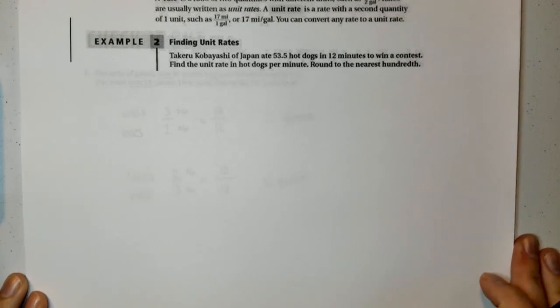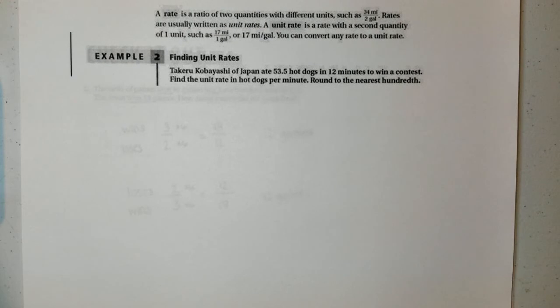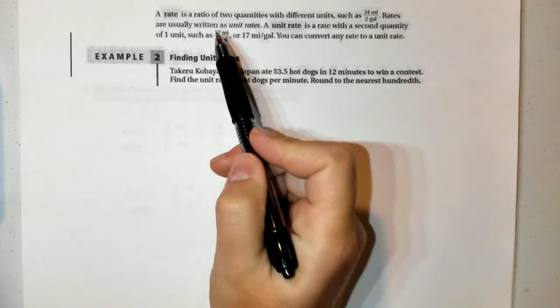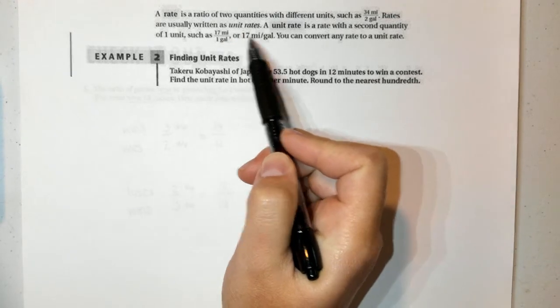Okay, let me move this down so you can see it. So a rate is a ratio of two quantities with different units. So miles per gallon. We have miles and gallons. So rates are usually written as unit rates. And a unit rate is a rate with a second quantity of a unit of 1. So miles per gallon, where we have 17 miles per 1 gallon. So you could write that as 17 miles per gallon.